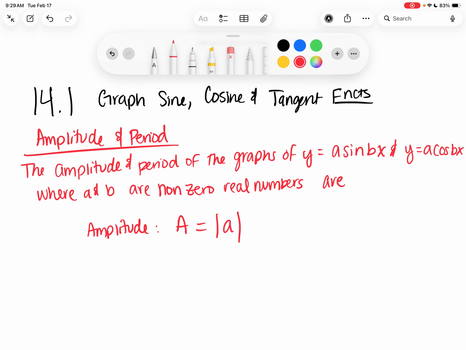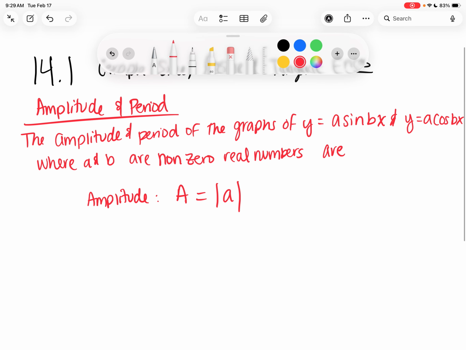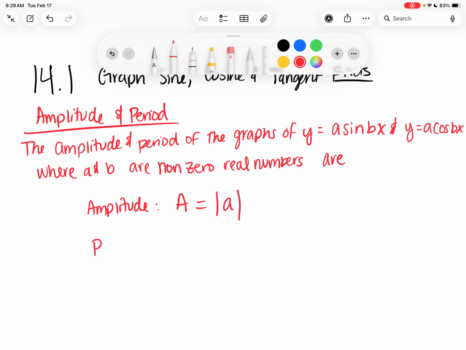These ones are not that they're not worth graphing, but it's more important that we graph in 14.2 than it is that we graph in this section. So amplitude is the absolute value of a, and then period is 2 pi over the absolute value of b. So that's going to be the number that's in front of x in our trig function. And again, this is for sine and cosine specifically.